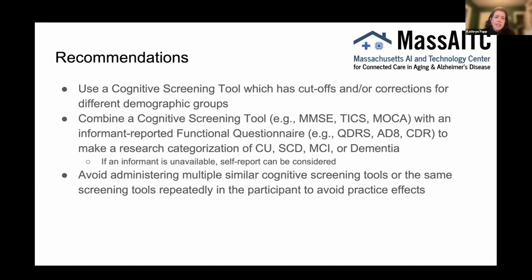And then I think another recommendation is to avoid administering multiple similar cognitive screening tools, or the same screening tools repeatedly, in the participant, because we know that there's significant practice effects when people do cognitive testing. So people reliably get better the second time around. So if you screen people with a measure and then classify them with a second measure in clinic, you might not be classifying them correctly because of the practice effect that they had based on their having recently done a similar type of cognitive test.